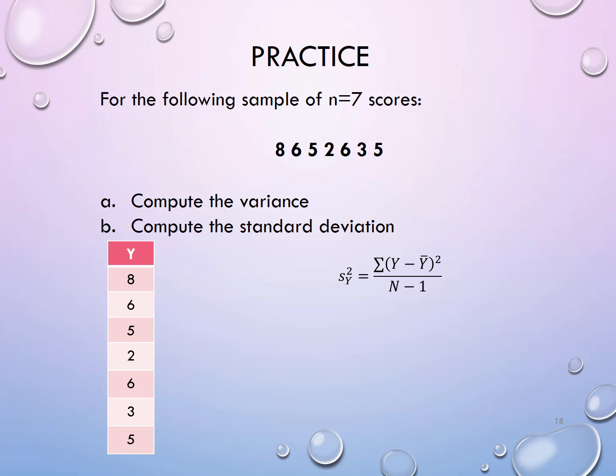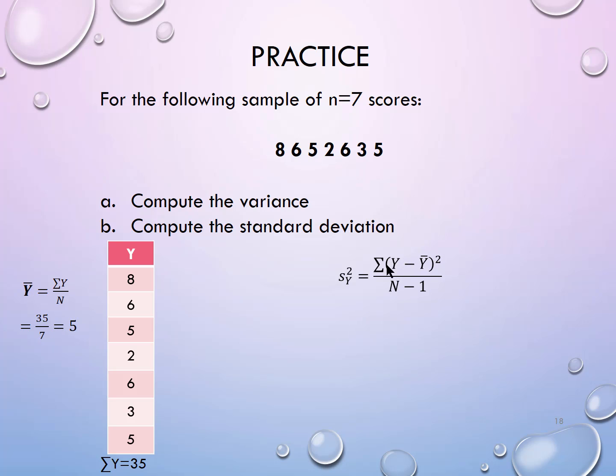Here we see that we are going to need the mean. So let's get the mean first, right? We need to get the mean, and we need to get the sum of each of the scores minus the mean, squared. So let's get the mean first. We know the mean is the sum of y over n. The sum of y is 35. We have 7 people, so our mean is 5.